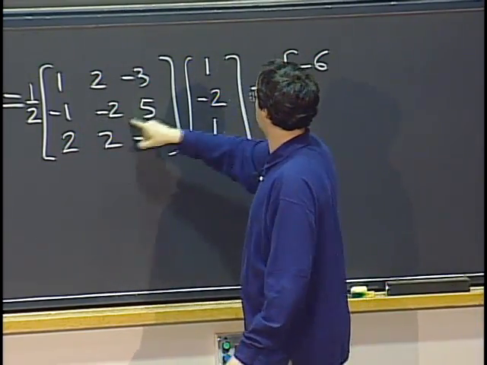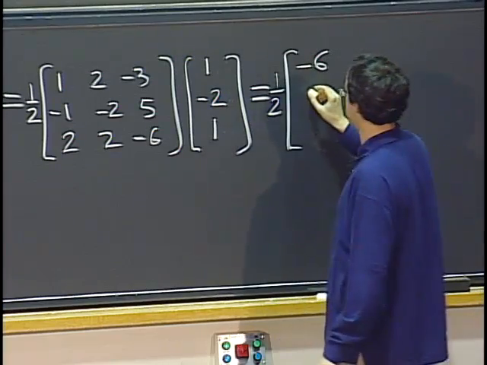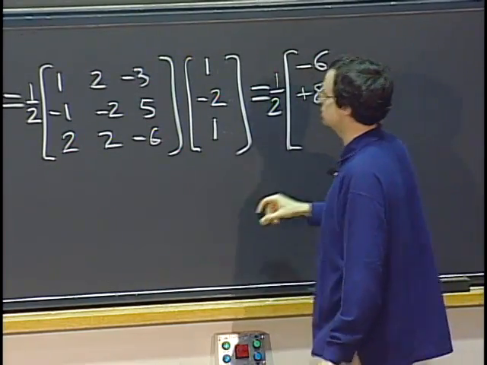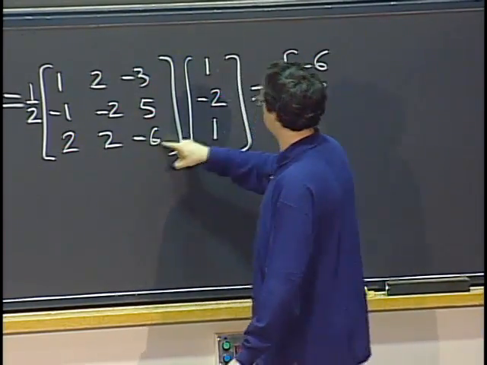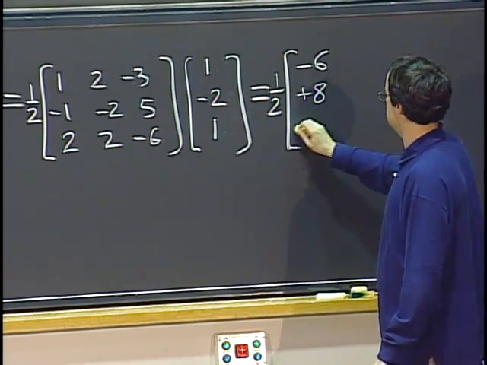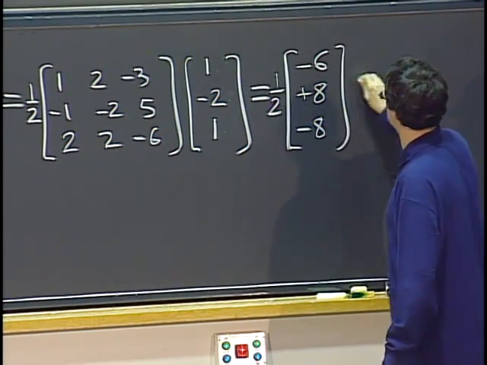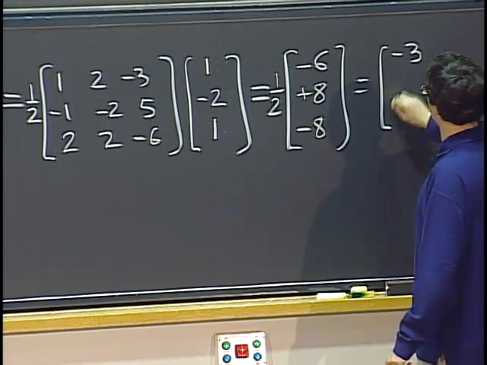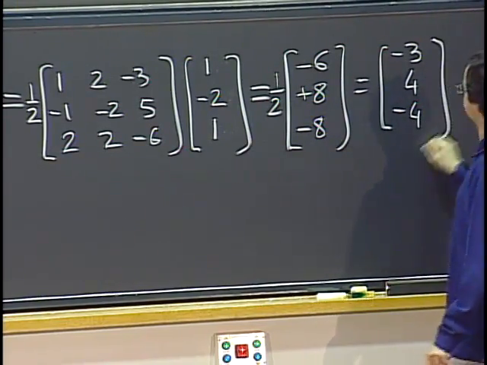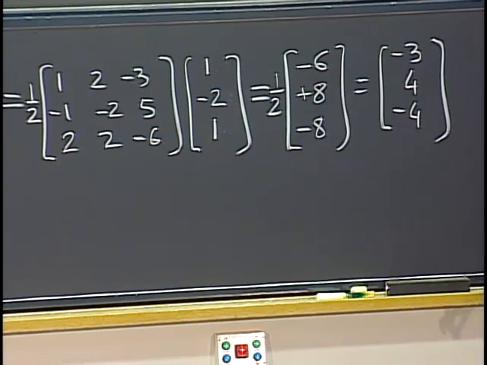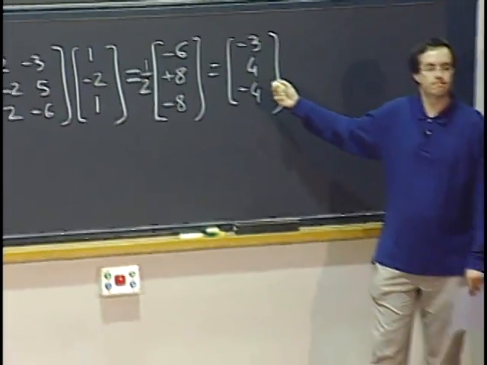Then minus 1 plus 4 plus 5 should be 8. 2 minus 4 minus 6 should be negative 8. So that will simplify to minus 3, 4, minus 4. Okay? Any questions about that?